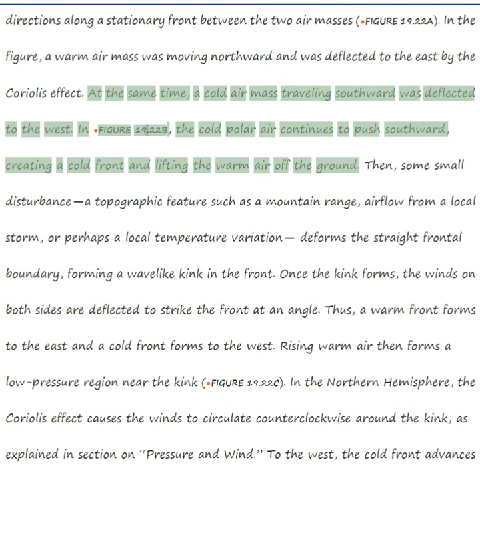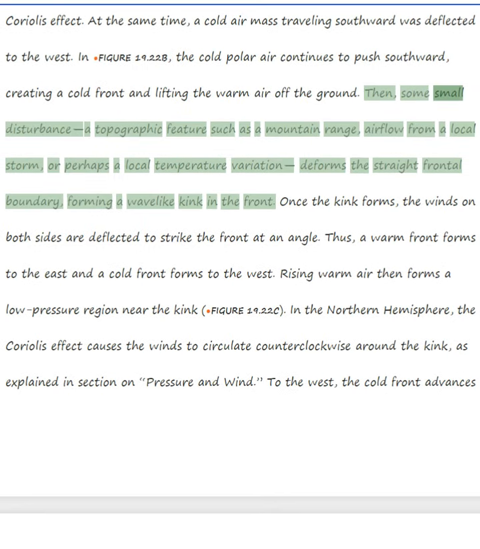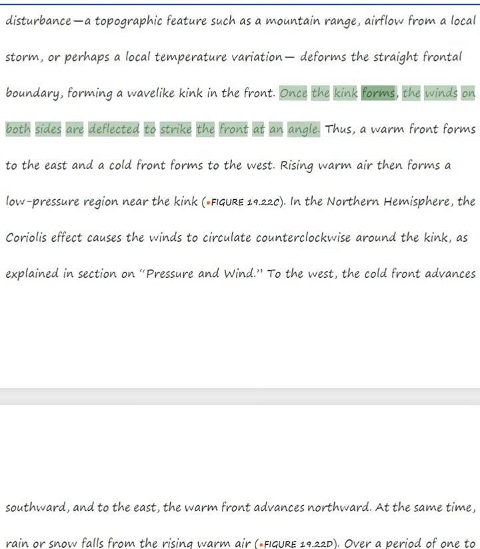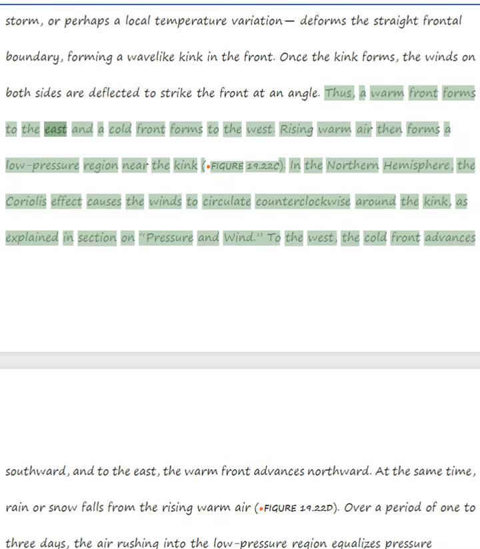In figure 19.22b, the cold polar air continues to push southward, creating a cold front and lifting the warm air off the ground. Then, some small disturbance, a topographic feature such as a mountain range, airflow from a local storm, or perhaps a local temperature variation, deforms the straight frontal boundary, forming a wave-like kink in the front. Once the kink forms, the winds on both sides are deflected to strike the front at an angle. Thus, a warm front forms to the east and a cold front forms to the west.